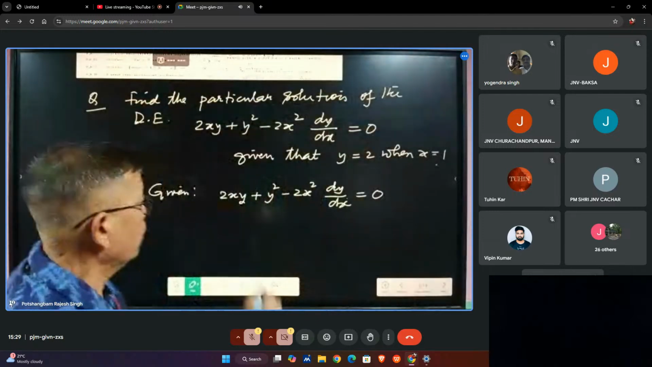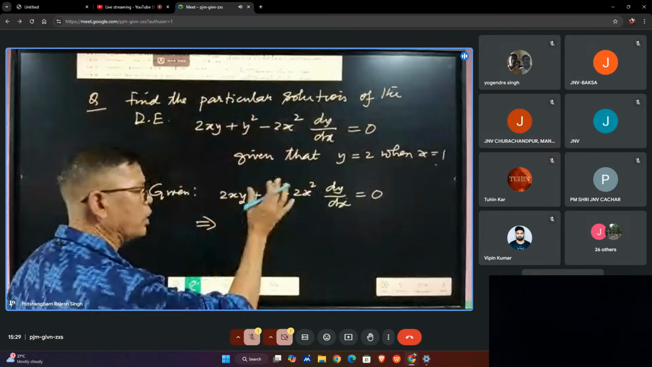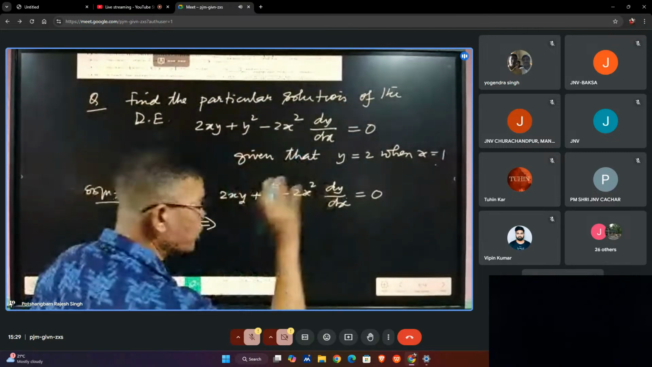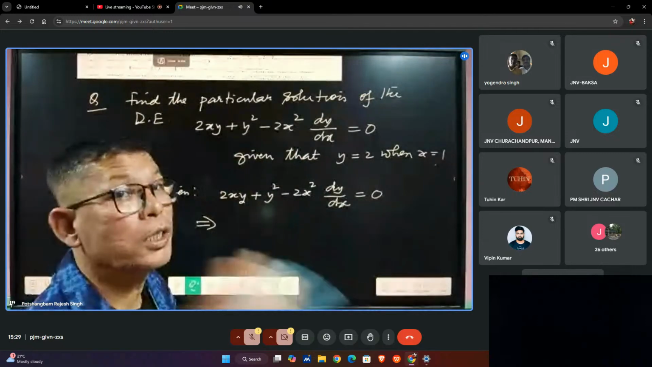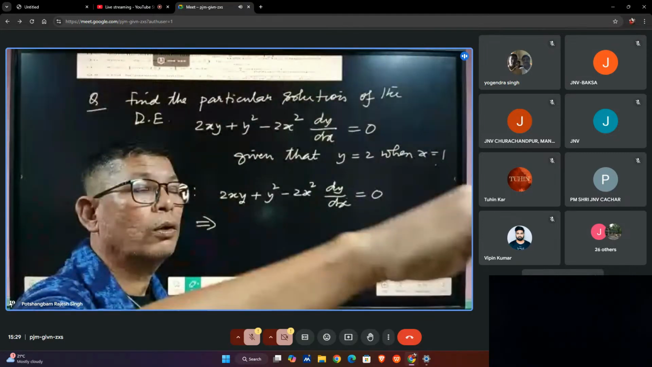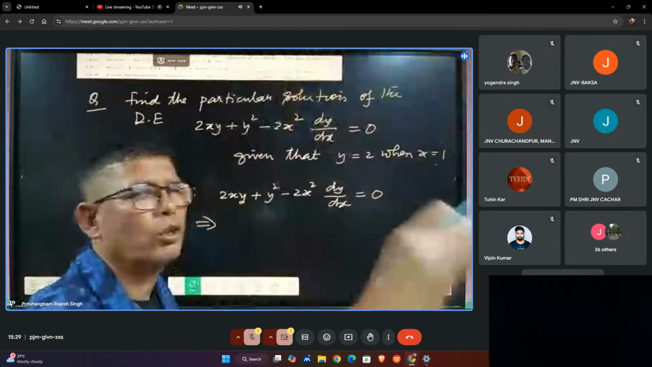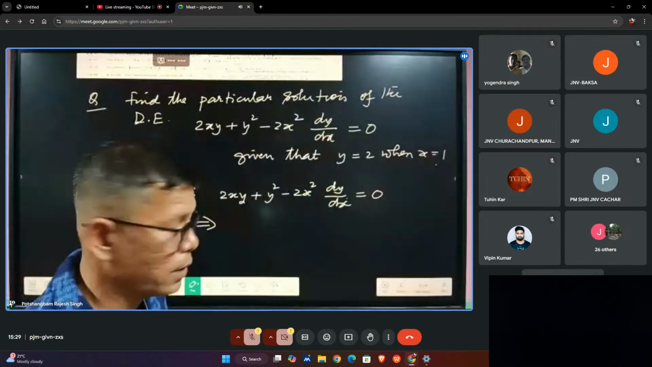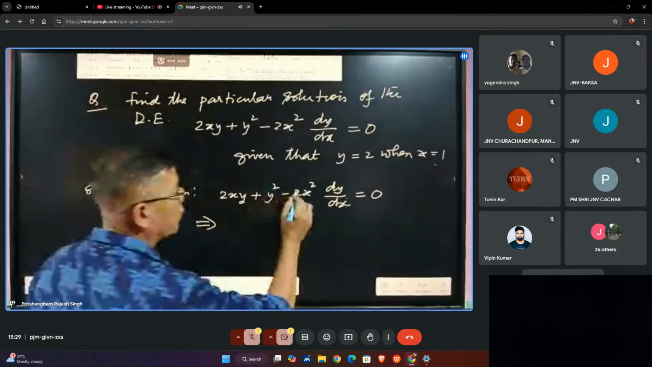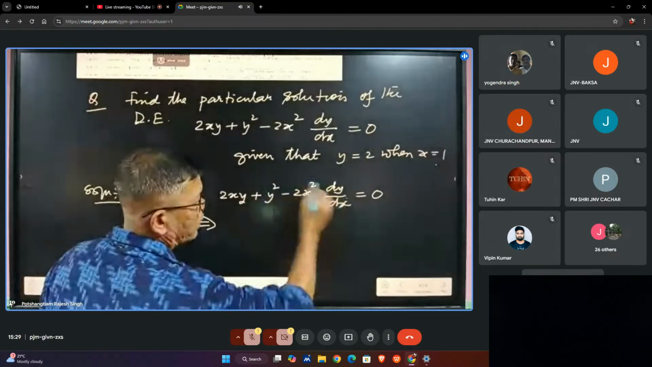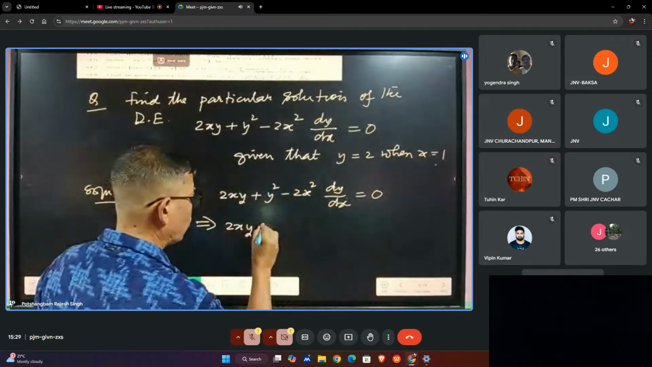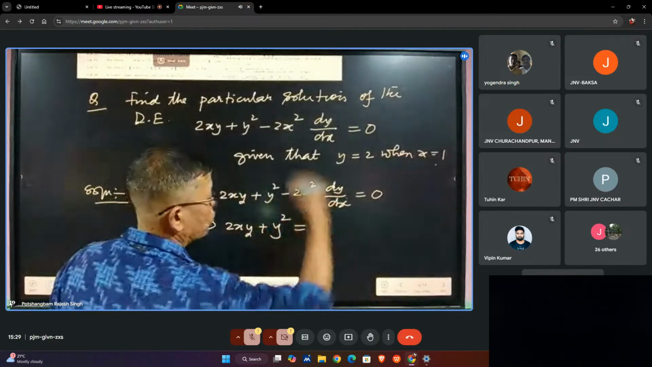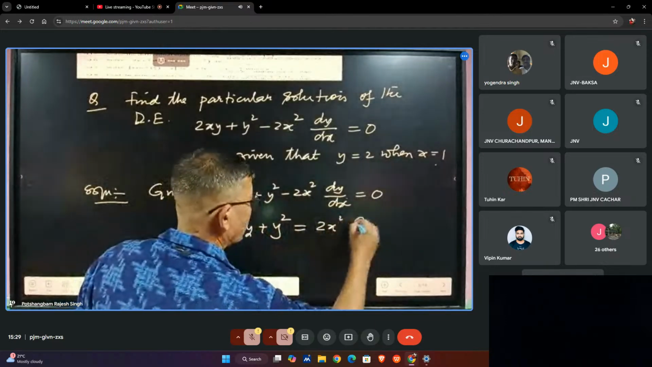To identify, I suggested that you can do it this way, but to find the solution, you need to use the standard form, which is either type 1 or type 2, as you wish. First of all, as it is a negative term, I would like to transfer this to this side: 2x squared plus y squared. And then let me transfer this to this side: 2x squared divided by dx.